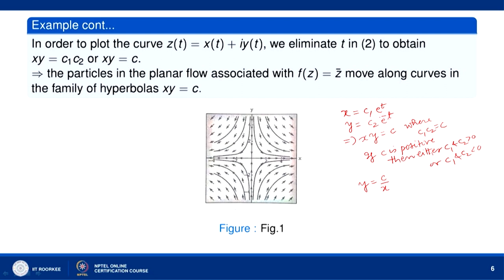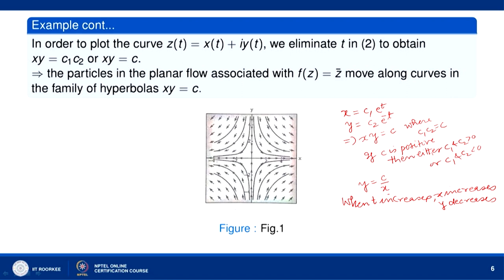And here what happens, you see, when t increases, x increases because of c1 e to the power t, and when t increases, y decreases, because y is equal to c2 e to the power minus t. So, when t increases, e to the power minus t decreases. So, what happens when time increases, the fluid flow is in this direction like this. You see, when t increases, y decreases. So, the value of y decreases and the value of x increases. So, the fluid flow is in this direction.